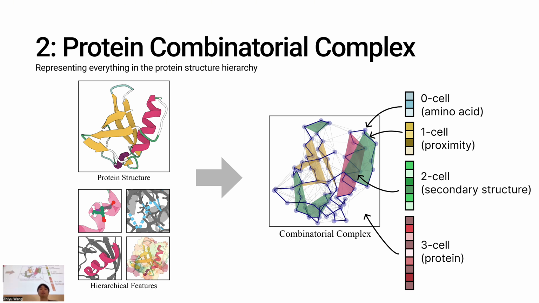And you may also wonder why we can't just use a graph with supernodes to represent such hierarchy. Well, I'll say that this solution is definitely workable, but by representing secondary structure as an individual supernode, instead of a set of nodes that we use for the protein combinatorial complex, we lose a lot of important geometric information of secondary structures, such as their shape and their spatial arrangements.